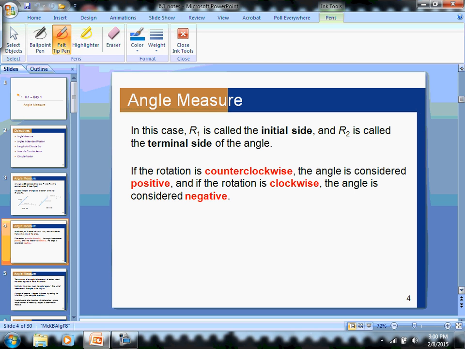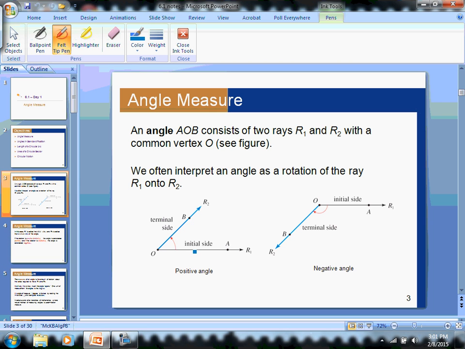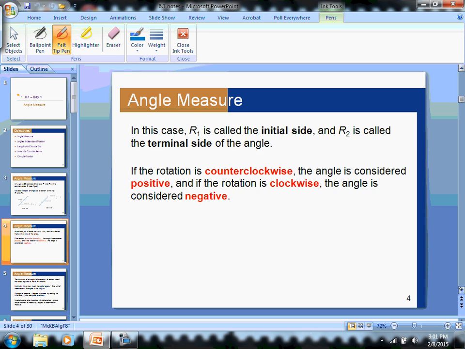So that's what they were showing in this previous picture. If we're opening up as we go to the left, that's going to be a positive measure because we're going counterclockwise. Here we would be going down and to the left, so that would be a negative angle measure because we're going clockwise. So that's the same as what we've talked about before when we were dealing with rotations around the unit circle.